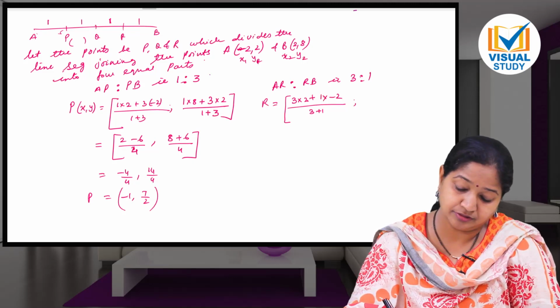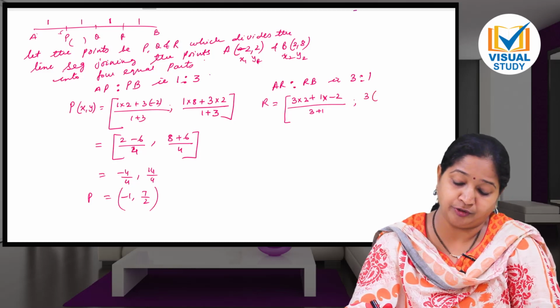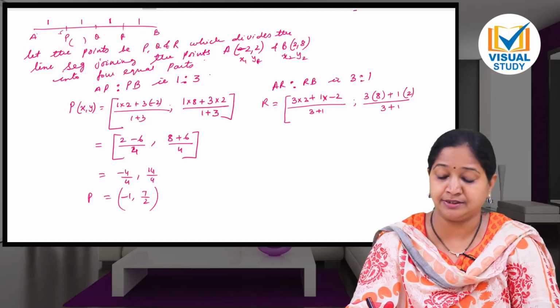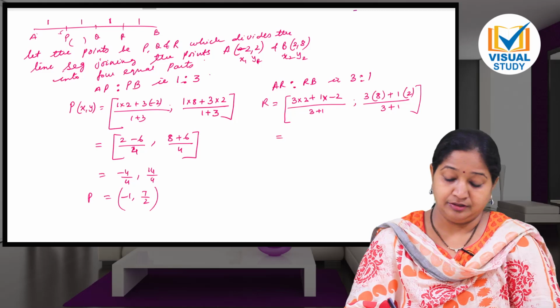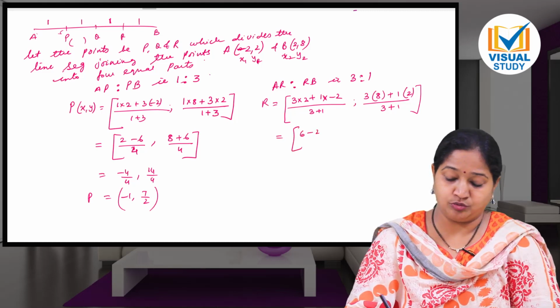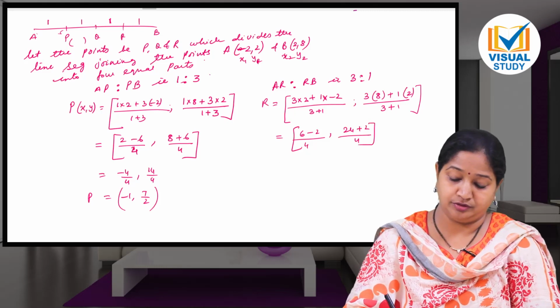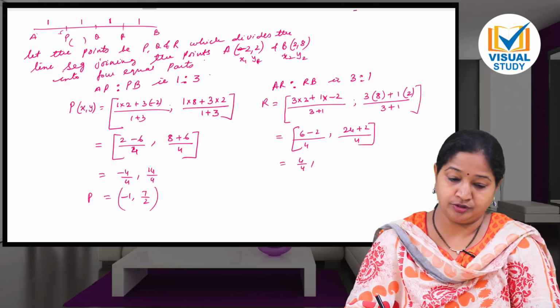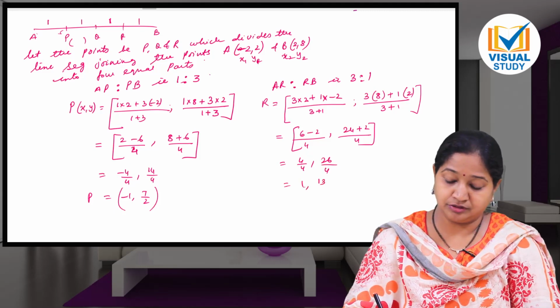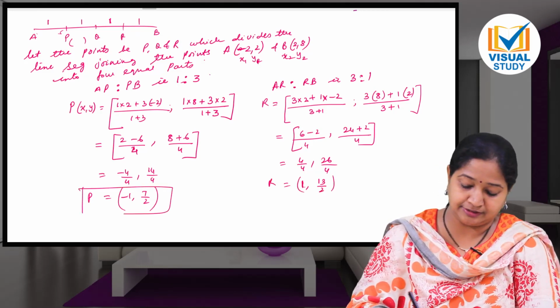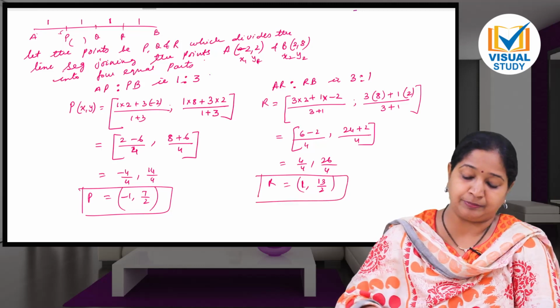M1 is 3 into y2 is 8 plus this into 2 upon 3 plus 1. Okay, 6 minus 2 upon 4, 24 plus 2 upon 4, 4 upon 4 and 26 upon 4, and you get 1 and 13 upon 2. So you get 1 and 13 upon 2. So your R point is this and P point is this.